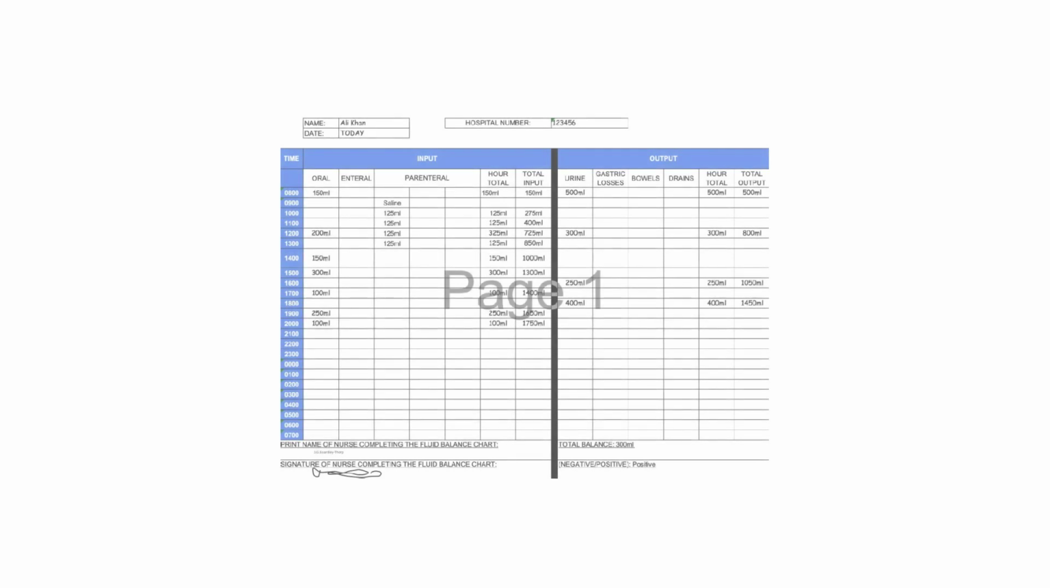Once all the input and output have been accurately documented, you are required to complete your total balance. This is done by subtracting your total output from your total input. In this example, it would be 1,750 ml minus 1,450 ml. This would equal 300 ml overall. Our total would be positive as we have more fluid going into our patient than we have coming out. It is important to note that you should only document your total balance in the box. Any calculations should be done on the reverse of the chart.